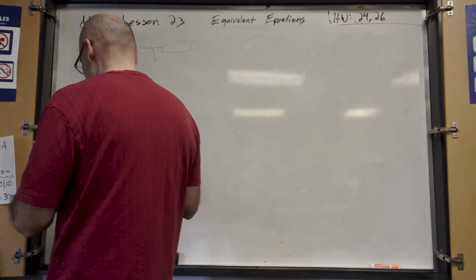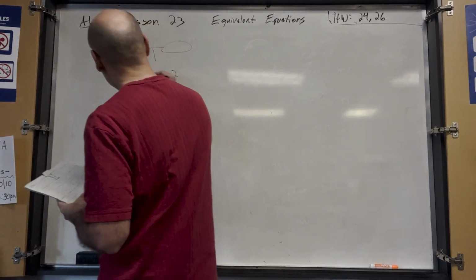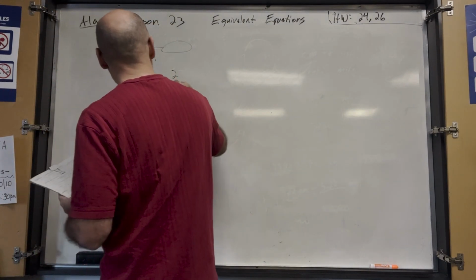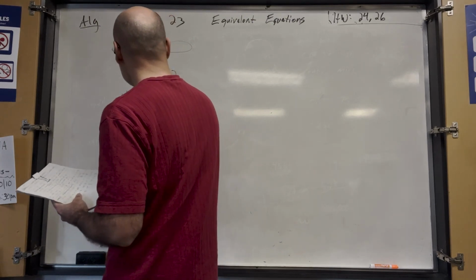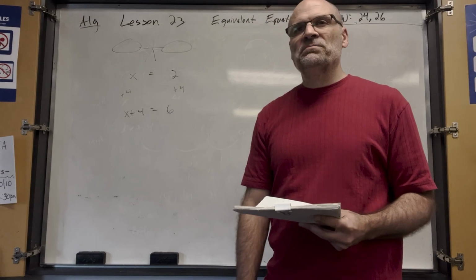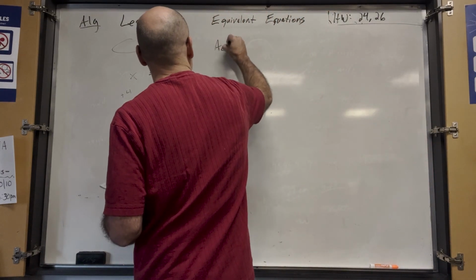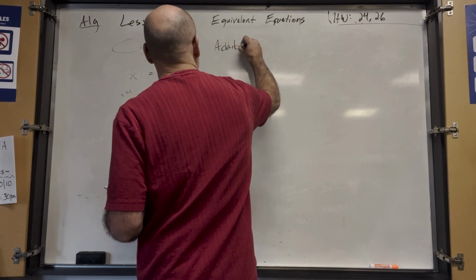Okay, so this is like an equation. That x equals 2 is an equation. So if I add 4 pounds to this side, I can add 4 pounds to this side. So x plus 4 equals 6. So that's the addition property of equality. And here's how you spell it. Addition property of equality.